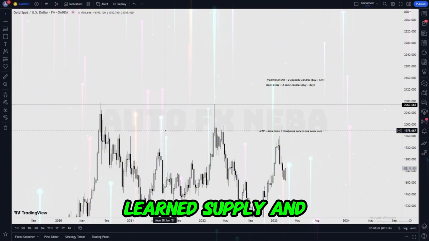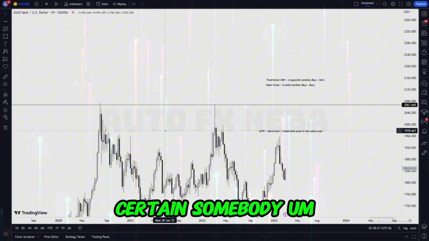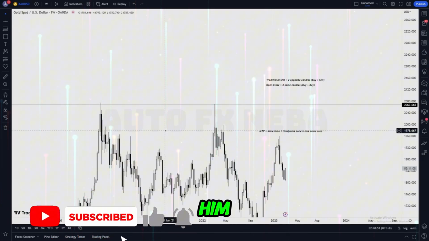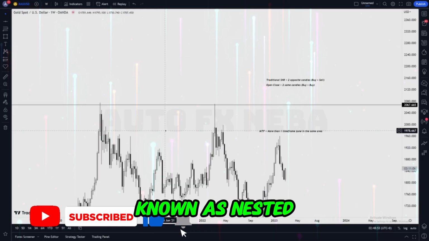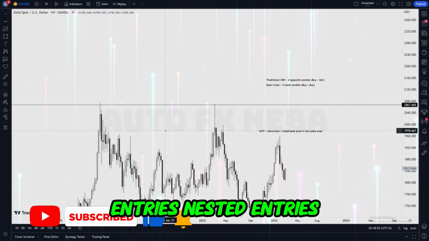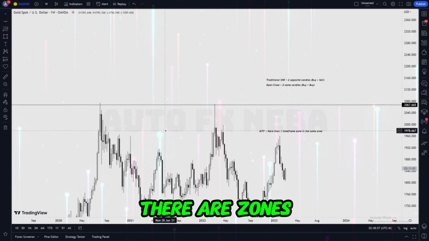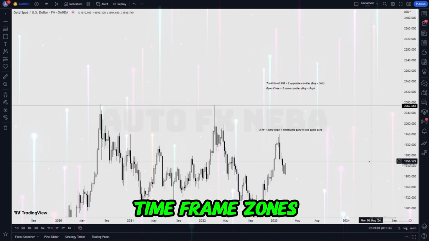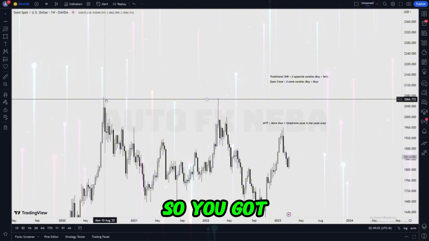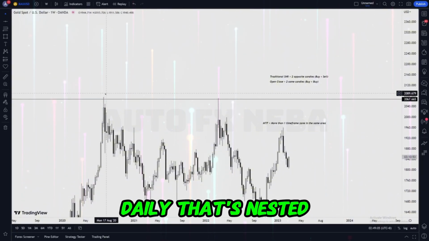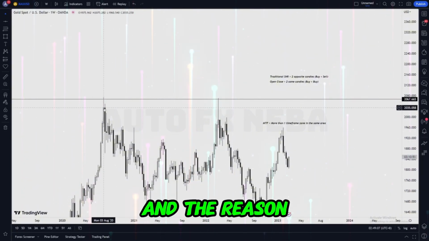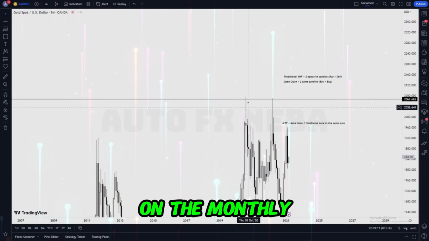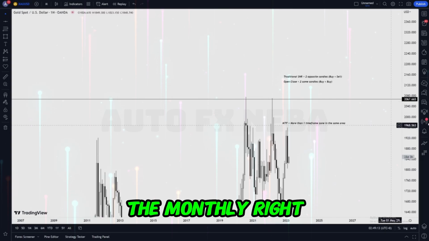When I learned supply and demand from a certain somebody that's very big in the trading space, I learned that this is actually known as nested entries. Nested entries meaning there are zones that you've entered from that are nested inside of higher time frame zones. So you've got the weekly, and the H1, H4, daily that's nested inside the weekly. The reason I don't include the monthly is because there was nothing on the monthly. If I go and check the monthly, there's nothing there.